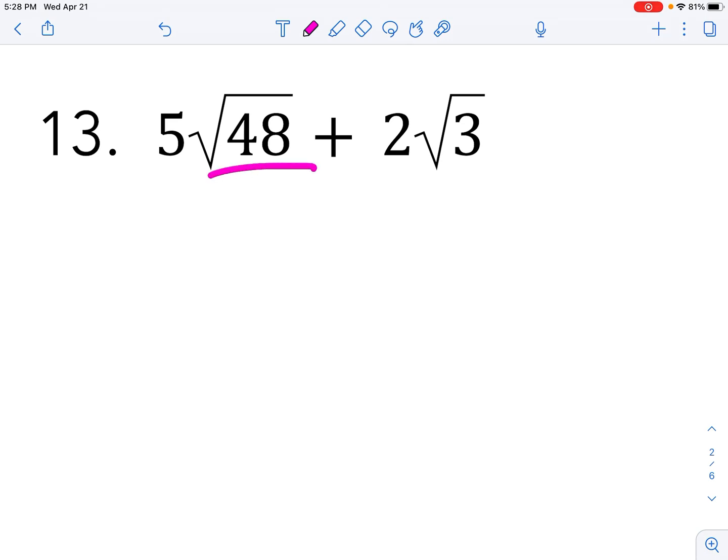Number 13, we cannot add these together because right now we've got 2 different radicals. That's like me asking you what's x plus y. You can't combine those. Unless we find a perfect square that goes into that 48 and we can simplify it a little bit.